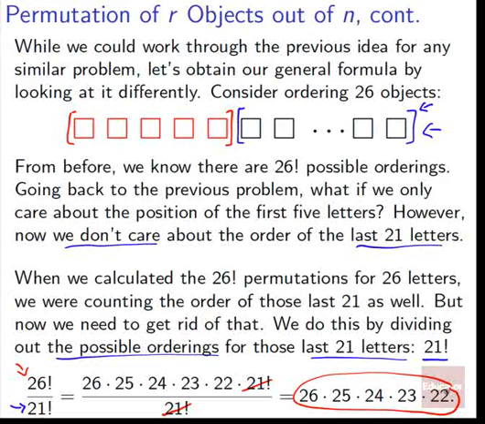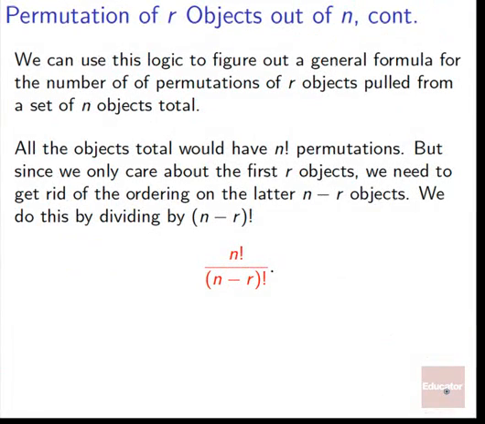This actually makes sense. We can now extend this logic to a general point where we can use this logic to figure out any general formula for a permutation of R objects pulled from a set of N objects total. So previously, we were pulling 5 objects, R equals 5, from a set of 26 objects, permutations of 5 objects from a set of 26 objects. Now, all the objects total would have N factorial for doing this in general. So N objects, N factorial permutations total possible. So all objects together are N factorial permutations.